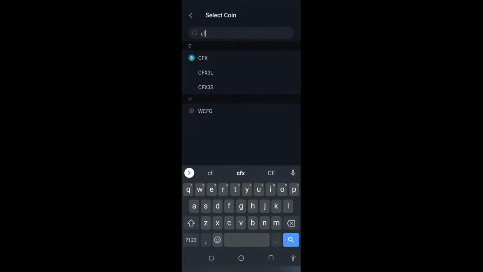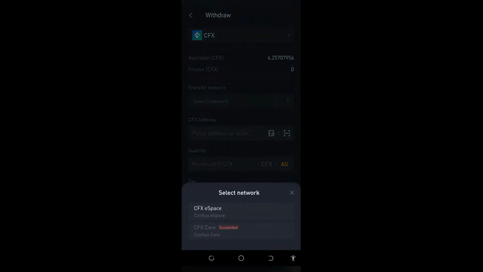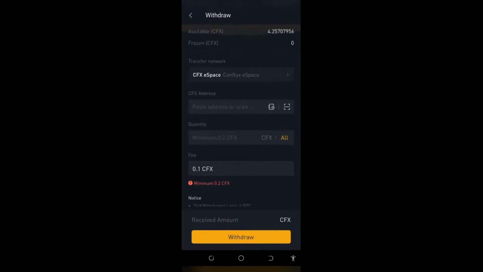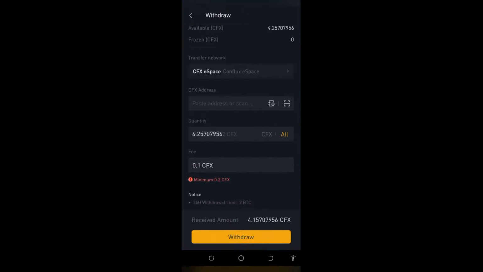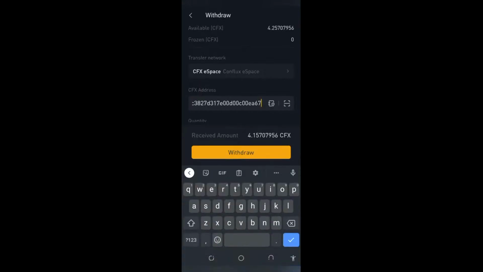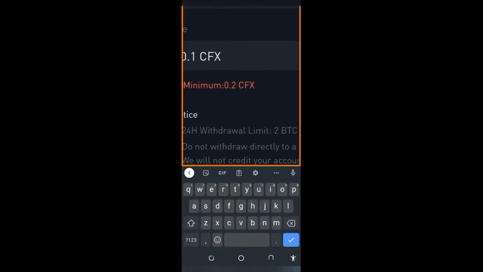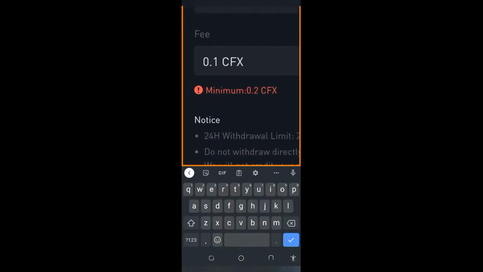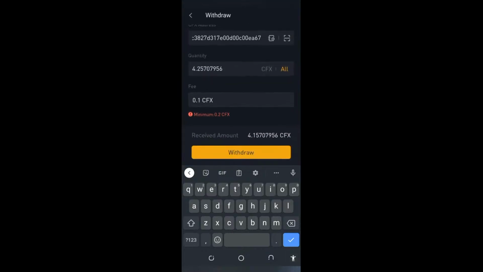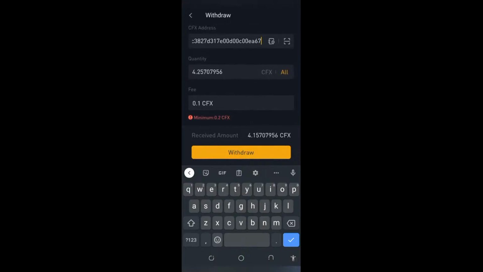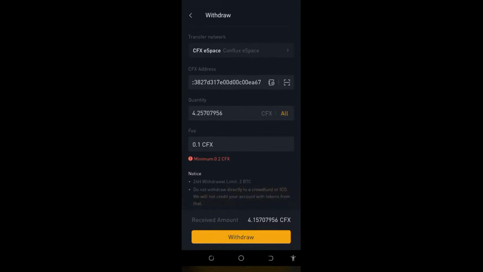So CFX. Let's see, CFX eSpace, of course. And then let's see what we're putting in here. Available, yeah, everything. Let's see, all, of course. Let's put in the address. Okay, it said minimum. Minimum is what? Okay, minimum is 0.2 CFX. I've done that. Okay. Well, maybe just a little warning. Okay, all. And then we go ahead. Everything looks good.